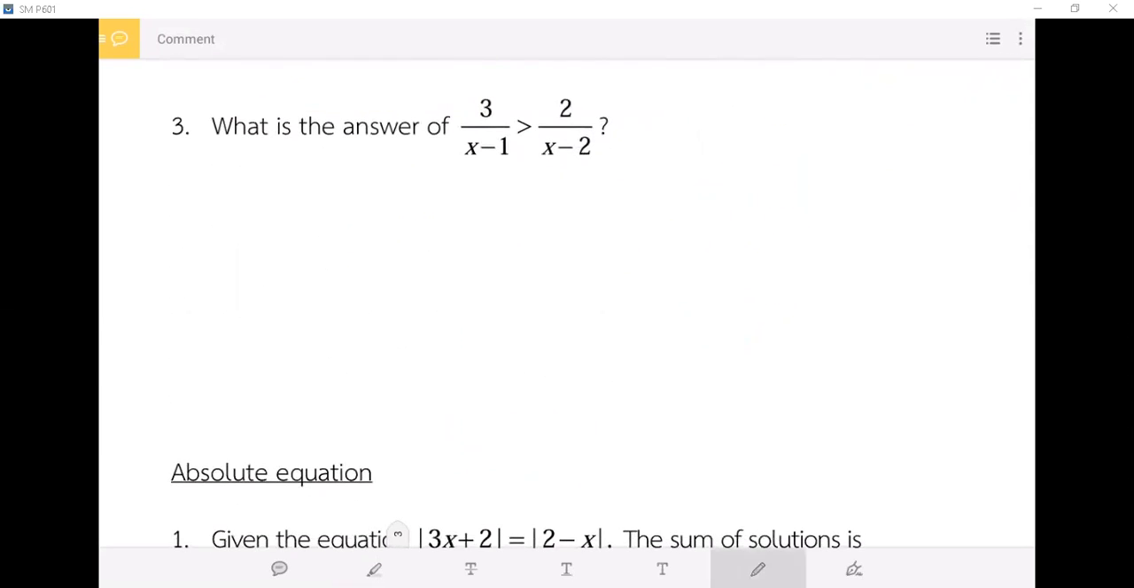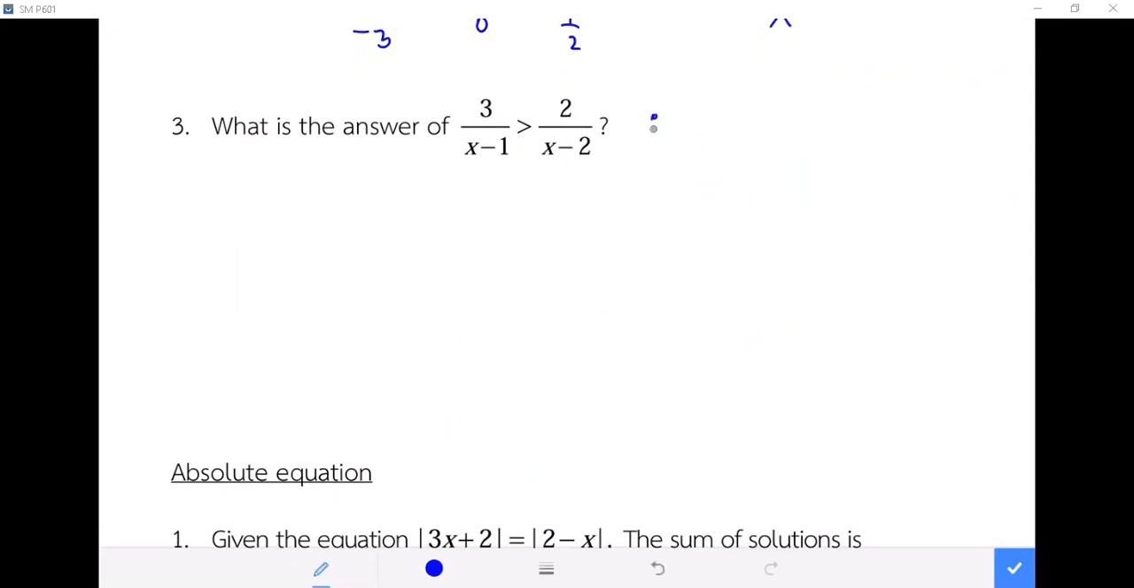Okay, next one. What is the answer of this one? So step number 1, you have to put conditions so that you don't divide by 0, so x is not going to be 1 and x is not going to be 2. X cannot be 1, x cannot be 2. And never cross multiply this one because it's impossible. You have to move it like this, so 0 is going to be on the other side, with x minus 2 and x minus 1.